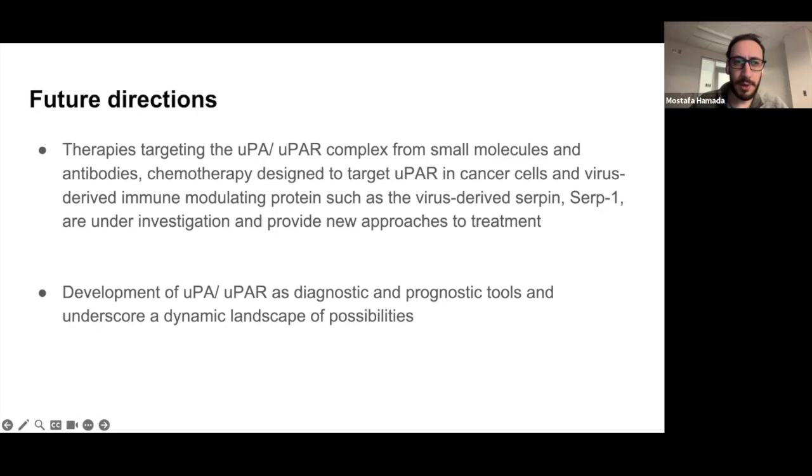Another possibility that this uPAR protein can take a course towards is being used as a diagnostic or a standard of diagnostic and prognostic tools. So we've seen research articles that have mentioned using uPAR as a way to measure the severity of coronary artery disease, for example, or the severity of stroke, and its ability to predict mortality for the patients. However, this is only in the research case.